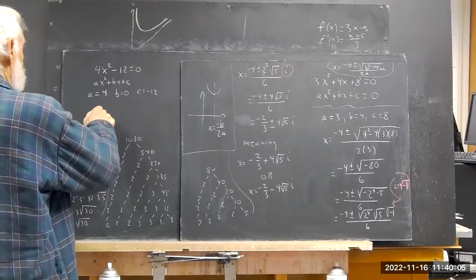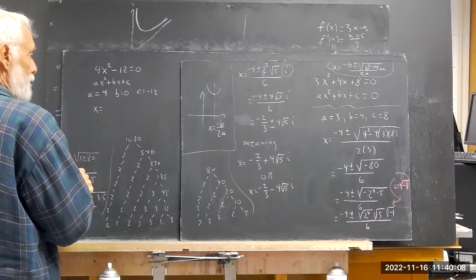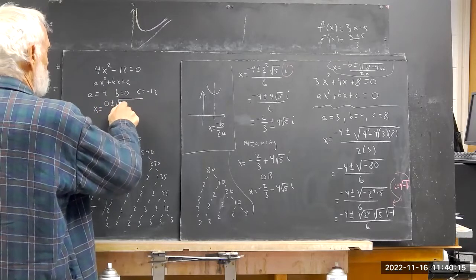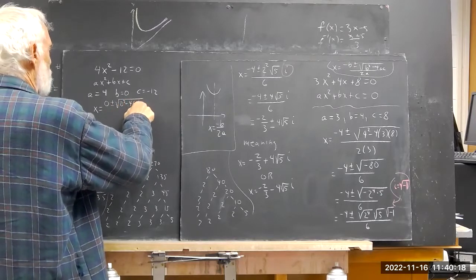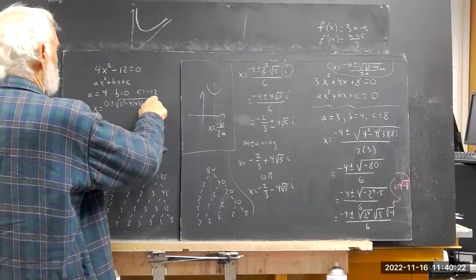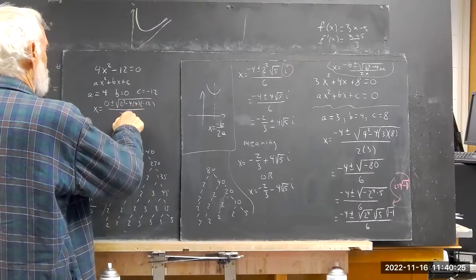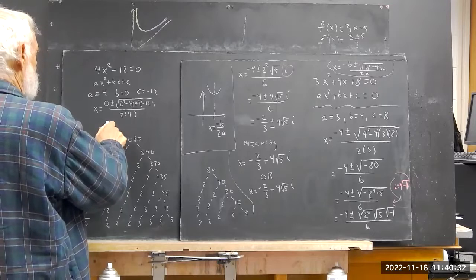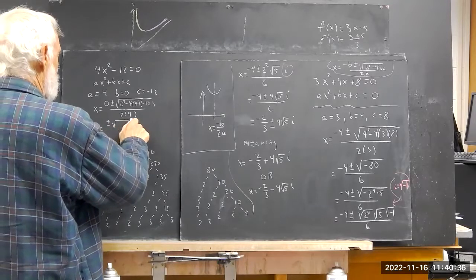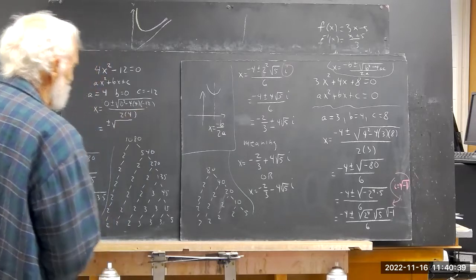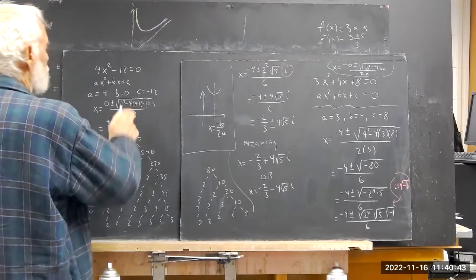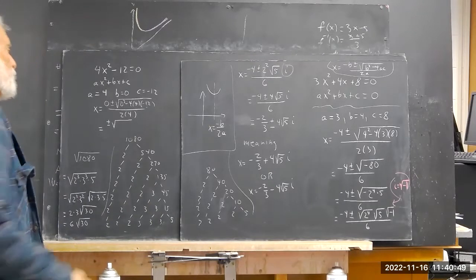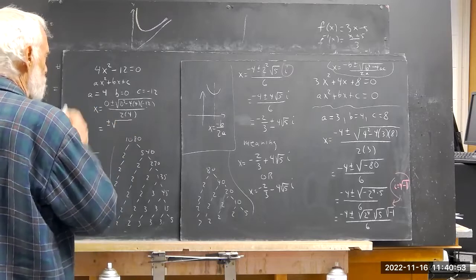So x turns out to be, if you follow the quadratic formula, well, B is going to be zero, so you don't even have to write it down. But I'll write it down. Zero plus or minus the square root of zero squared minus four times four times negative 12, all that over two times four. Well, you could multiply this out. 16 times 12 is 192. Okay? So you'd have a square root of 192 here.